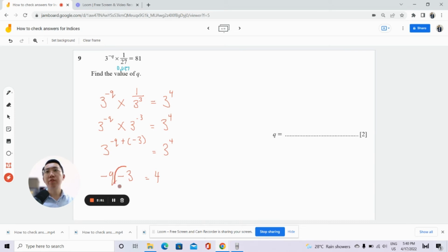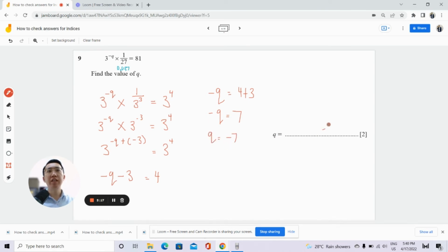Okay, now solve. Bring your negative 3 towards the other side, it will become plus. So you're going to write negative q equals to 4 plus 3. So just continue to simplify. This is 7. Okay, now we can't leave the answer as negative q because your question here is asking for positive q. So you're actually going to shift your negative towards the other side. So this will be my answer.